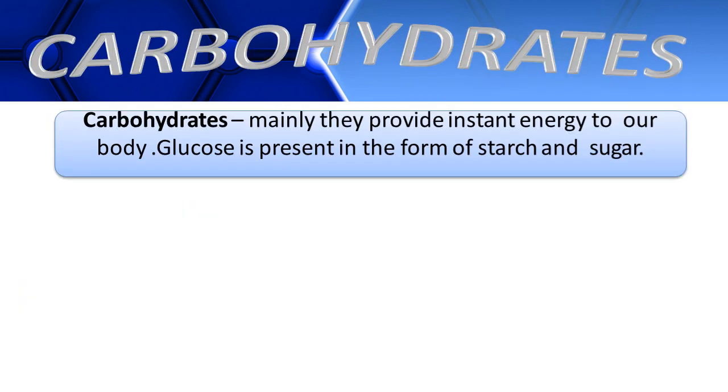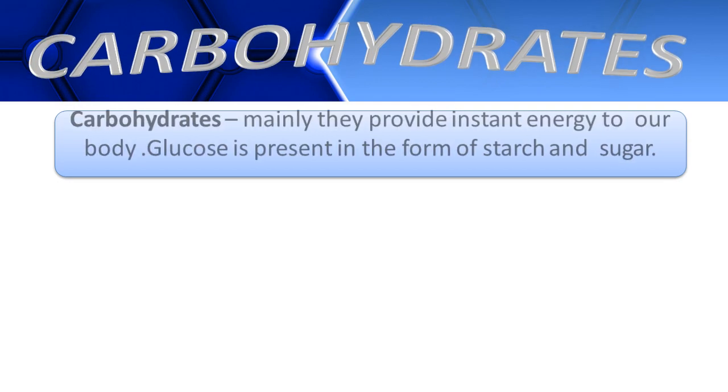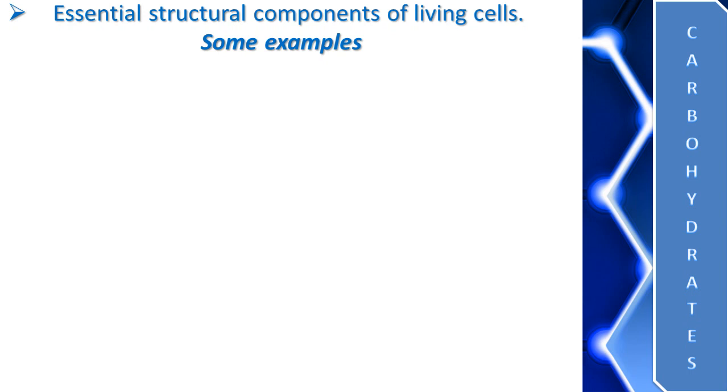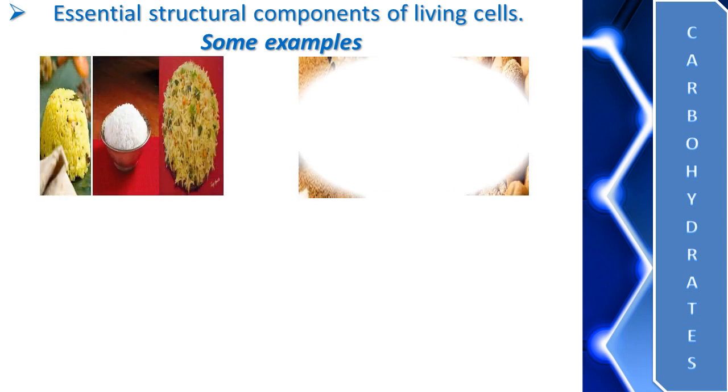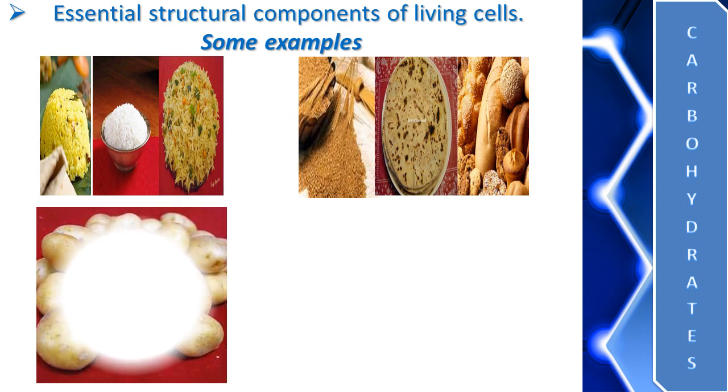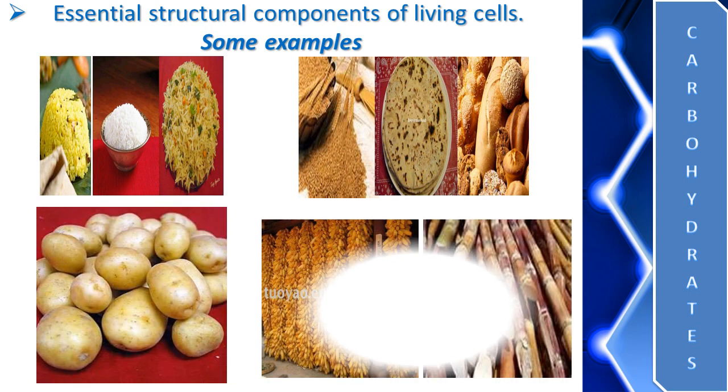Let us see the first component of food, carbohydrates. Carbohydrates are mainly used to provide instant energy to our body. Glucose is present in the form of starch and sugar. They are known as the essential structural component of living things. Here are some examples of carbohydrates: rice, wheat, potato, and sugarcane.